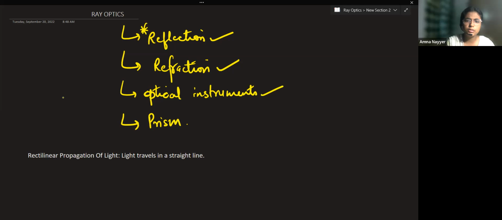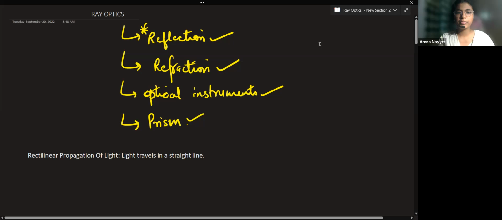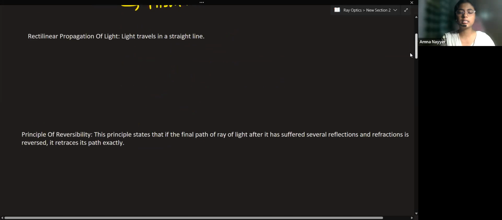Then optical instrument, a prism, I'll just confirm once more whether it's still included or not. By far, it's included in your syllabus. I'll just check it once whether this is still included in your syllabus. Fine. So starting from ray optics, see, certain things are common to refraction and reflection, both the processes.